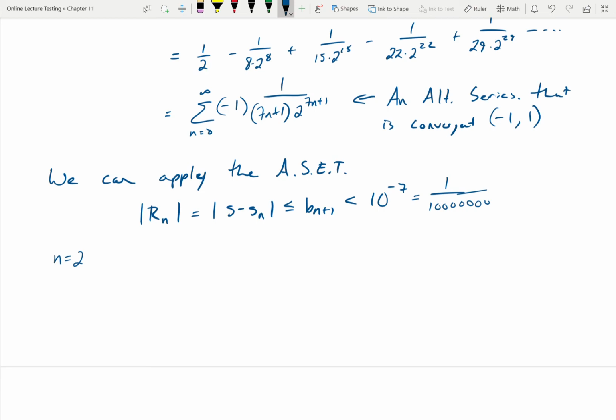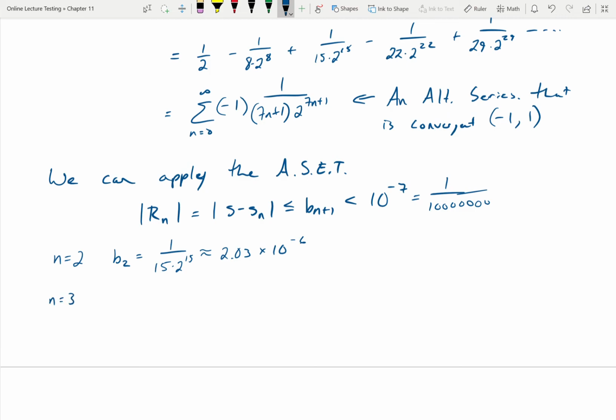Well, the b sub 2 term is 1 over 15 times 2 to the 15th, which is approximately equal to 2.03 times 10 to the negative 6th. So this is not small enough. It is not smaller than 10 to the negative 7th. So let's look at the next term.